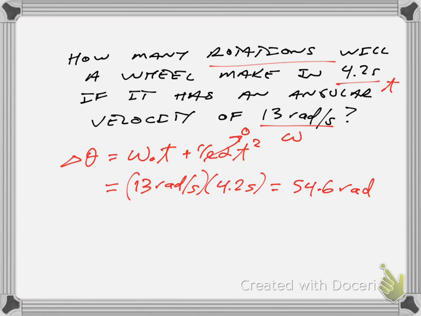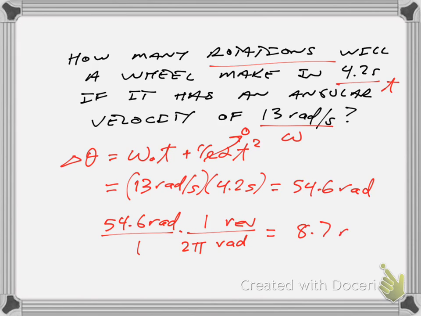But notice I asked for how many rotations. And so we need to convert from radians to rotations. And I'm always going to go back to our friend dimensional analysis that you learned in chemistry. I'm going to take the known quantity, 54.6 radians, put it over 1, and then get a conversion factor to go from radians to revolutions. Well, what is that conversion factor? Well, 2 pi radians is equivalent to 1 revolution. So I put those with the associated units, and then I do the math, and I get 8.7 rotations.